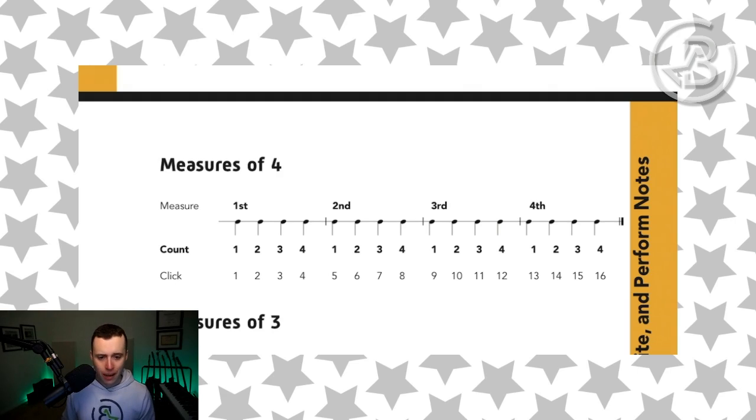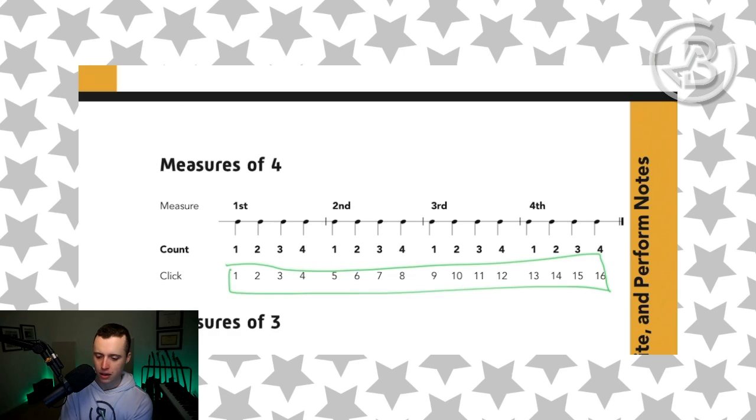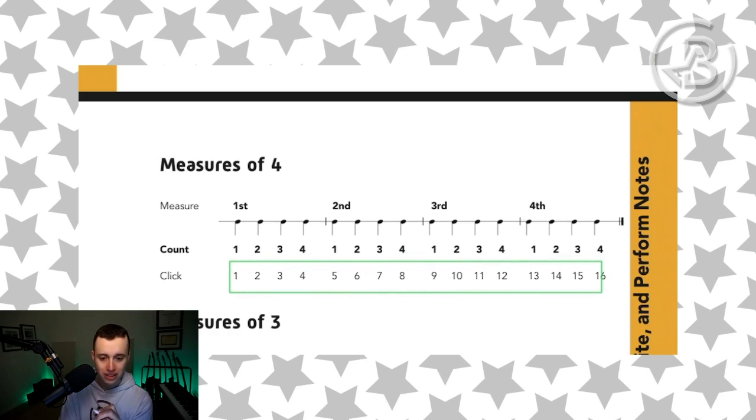So I'm going to clap and count this example here. What is interesting to look at is that there's going to be 16 clicks of the metronome. The metronome is going to click 16 times. But over those 16 counts, I'm not going to be counting to 16. I'm going to be counting to 4. I'm going to count to 4 4 times. And 4 times 4 is 16.